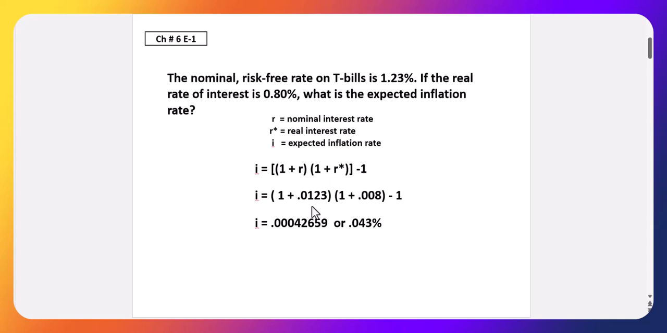And if we plug in the values for the nominal interest rate of 0.0123 or 1.23%, divided by 1 plus the real rate of interest at 0.8% or 0.008, minus 1, we come up with the value of 0.004269, or if we round it off, it'd be 0.43%.